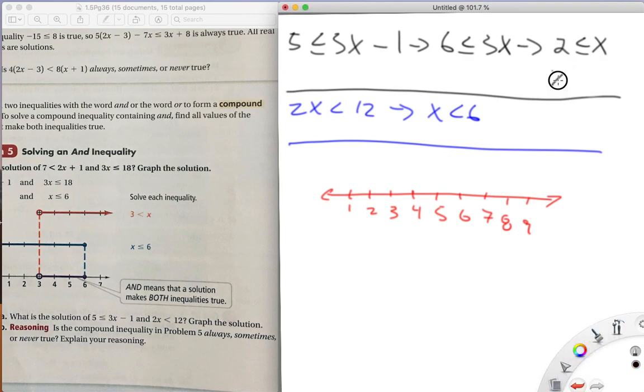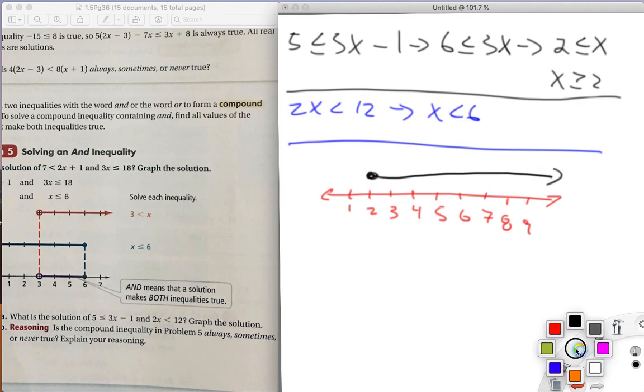As we can say, x is greater than or equal to 2. So here's my 2. It's a closed circle, so you're going to go that way. The other one is going to be x is less than 6, and it's an open circle, so it's going to go that way.